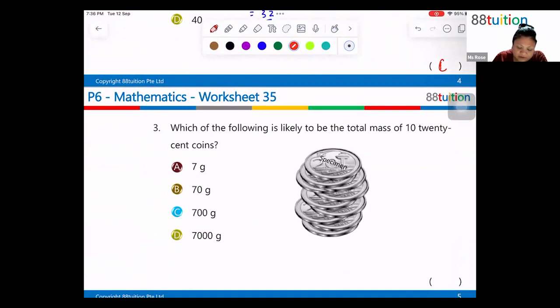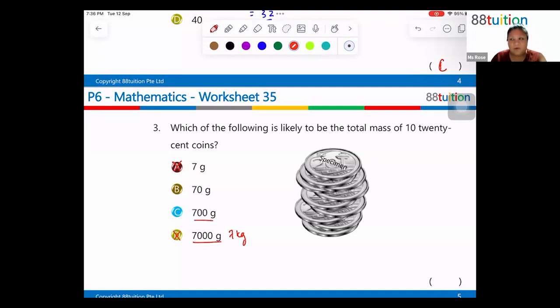If you look at this option, this is 7 kg. You think about it. Can you put 10, 20 cent coins in your pocket? Will you be able to do that? Yes. So it cannot be that the mass is 7 kg. 7 kg is just way too heavy to put in your pocket. Similarly, 7 grams would be too light. And what about 700 grams? Same.